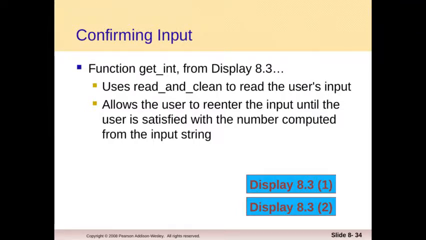Okay, so next, well, remain seated because we're going to have another source code to look at. So now we're using this again as an example of how to apply these things that we discussed earlier. We're going to use this for confirming input. So a function getInt is what we're going to look at, that uses the function read and clean to read the user's input, and then it verifies with the user, this is what I got from your input. Is that really what you wanted me to use?